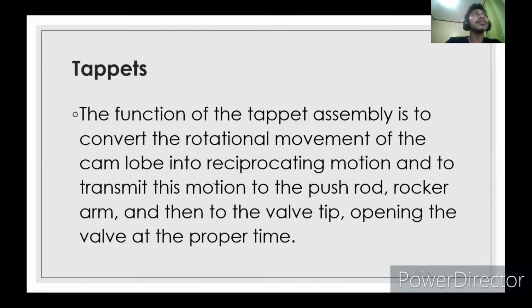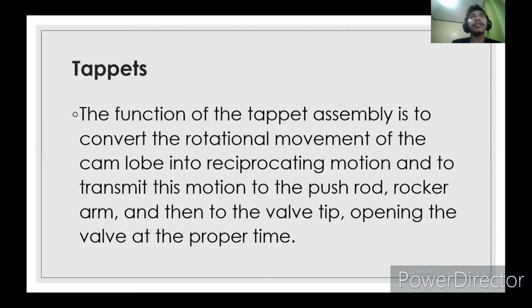And then moving on, tappets convert the rotational movement of the cam lobe into reciprocating motion and transmit the motion to the push rod, rocker arm, and then the valve tip, opening the valve at the proper time. So the tappets now receive the energy from the crankshaft and the cam lobes, passing it on to our valves, which are the intake and the exhaust valve.